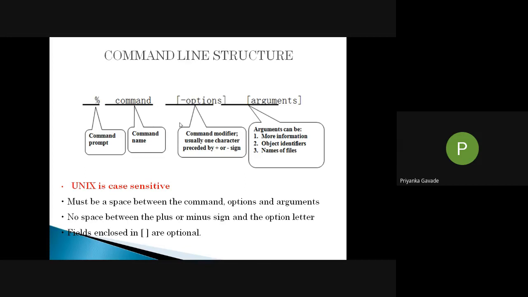So options can normally be combined with only one minus sign, right? That is, you cannot write a command like ls minus l minus a and minus t, right? Because you are not leaving a blank space immediately after the command ls. Fine.